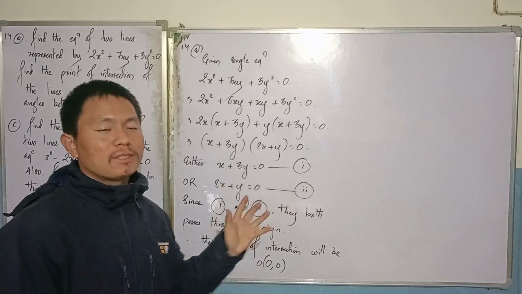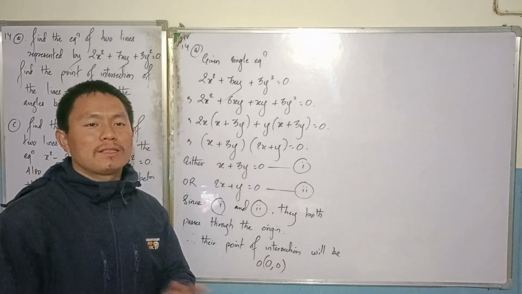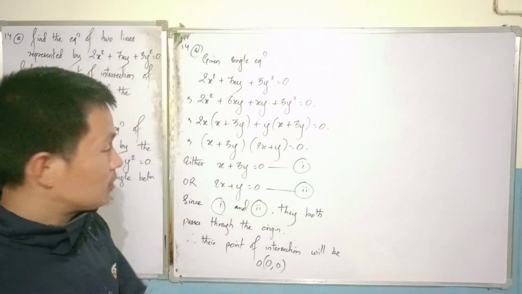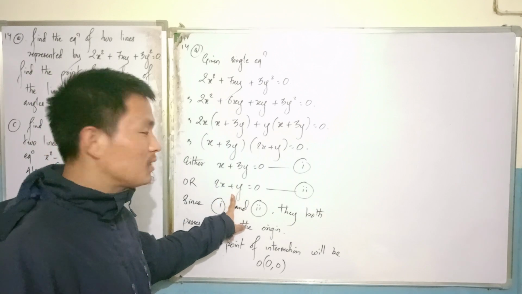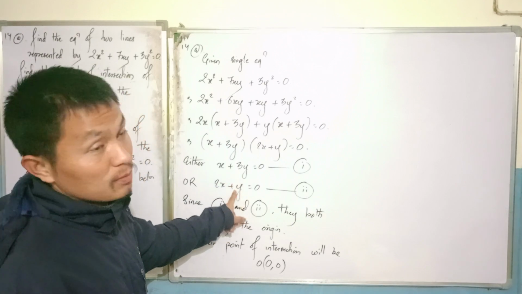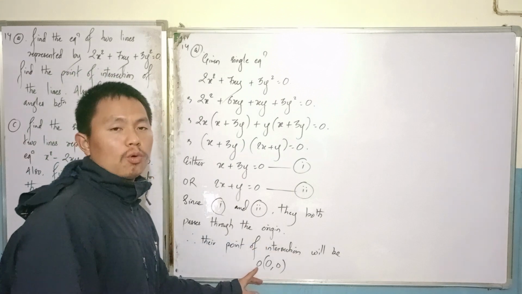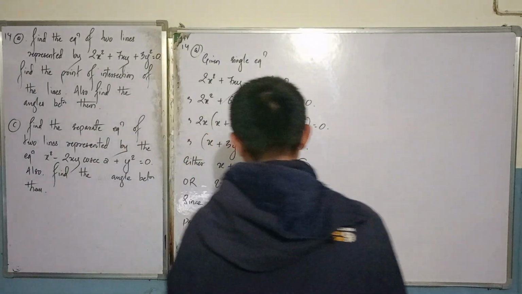So if the constant term is absent, in that case both the lines pass through the origin. Which means this also passes through the origin and this also passes through the origin, which means they have the common point. The point of intersection will be origin O, 0, 0. Now we have to find the angle between them.